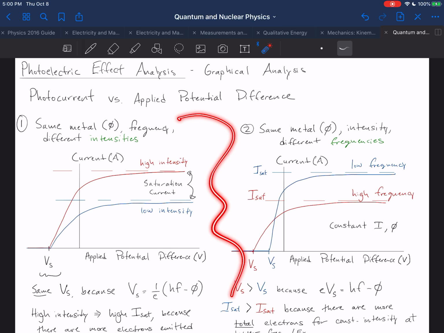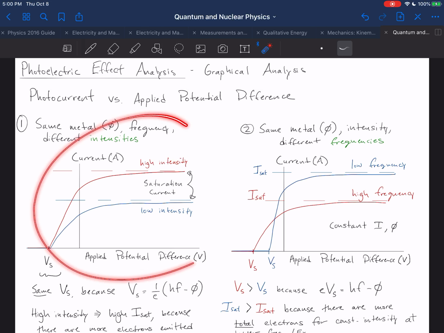We've already seen this graph, but it is important to recognize what that graph would look like under different conditions. So take a look at number 1 here. This is the photocurrent versus the applied potential difference graph for the same metal or work function, the same frequency of incoming light, but different intensities. And we've partially discussed this before.